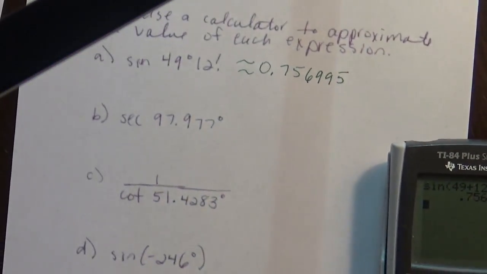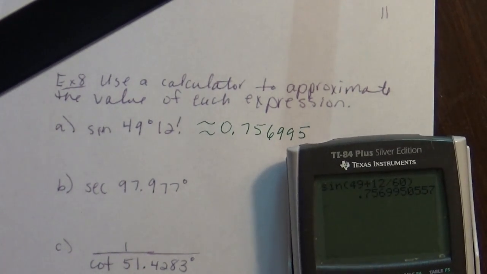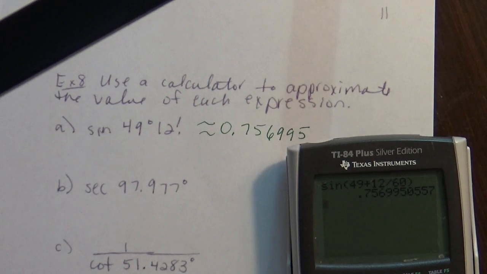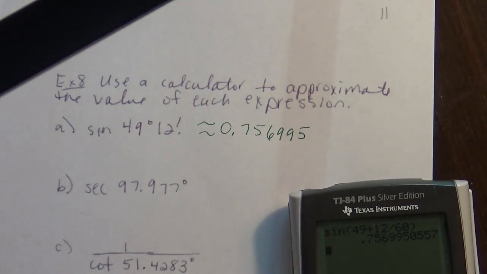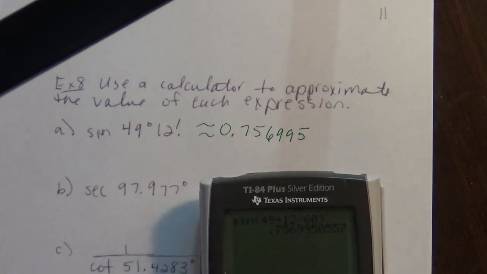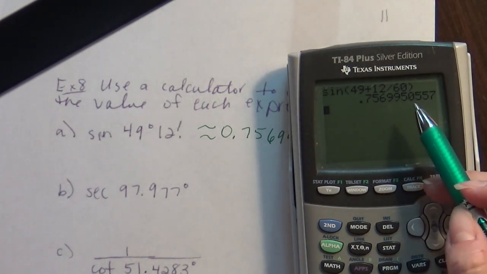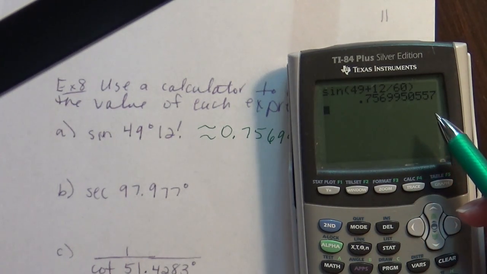Sorry about that. I apologize. You couldn't see any of that. I hope you saw my calculator though. You had the notes, so you should be able to see it. We did sine of 49 degrees, 12 minutes. So we typed in sine of 49 plus 12 over 60 and got this decimal.